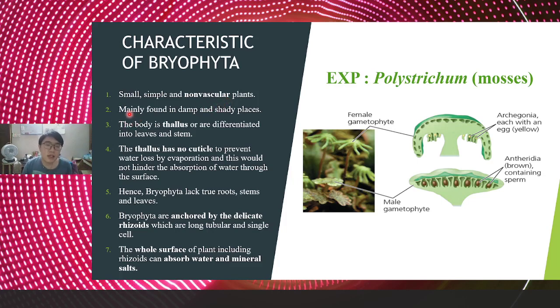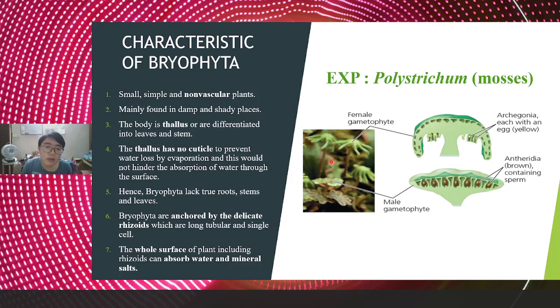It is mainly found in damp and shady places, moisture spaces, and the body is thallus, not differentiated into leaves and stem. So it is thallus. Sangat kecil sahaja. Dia bukan macam plant. If you see the body of this plant, it only has stem and leaf only. It is very small and we call it thallus. It does not have roots. Dia tak ada roots punya. So the body of the plant is called thallus.